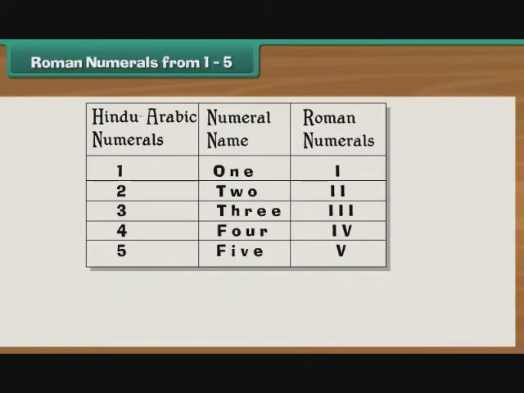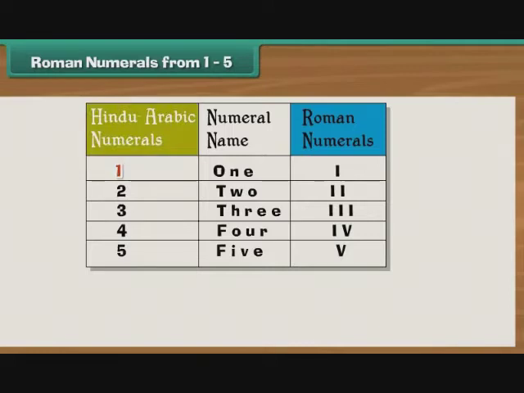Roman numerals from 1 to 5. The Roman numeral corresponding to the Hindu-Arabic 1 is I. As 2 is 1 plus 1, it is written as 2 I's. Similarly, as 3 is 1 plus 1 plus 1, it is written as 3 I's. 4 and 5 are written slightly differently as IV and V.